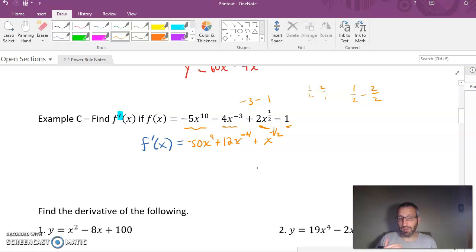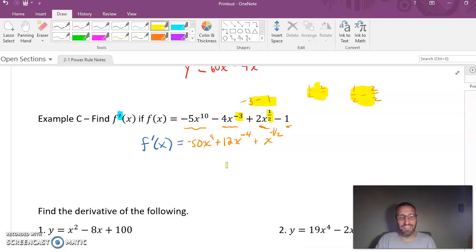Now, we kind of stepped up our game a little bit there. We took a look at a negative exponent and a fractional exponent. And notice I did a little bit of work off to the side here to help me think my way through that. If you want to do some of that work off to the side, by all means, please do so. Now, that derivative, negative 50x to the 9th plus 12x to the negative 4th plus x to the negative 1/2, that's an ugly derivative, but it's perfectly fine. You don't have to try and simplify that yet.